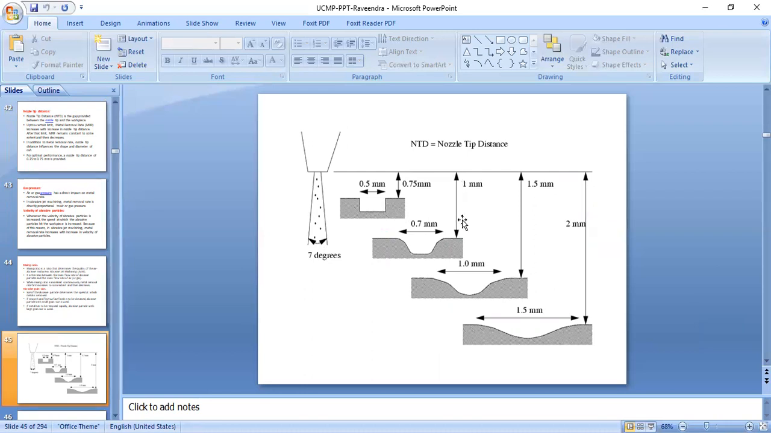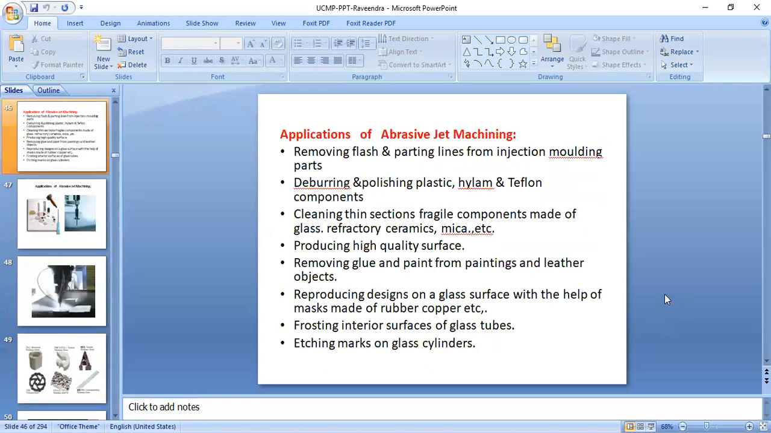Next, if a 1 mm gap is there, the hole diameter is increased a little bit. A radius is provided here due to the flaring action of the jet. As the nozzle to plate distance increases, the diameter goes on increasing and the accuracy goes on decreasing. And if a 2 mm gap is there, the diameter is increased a lot and a complete radius is provided due to the flaring action of the jet.